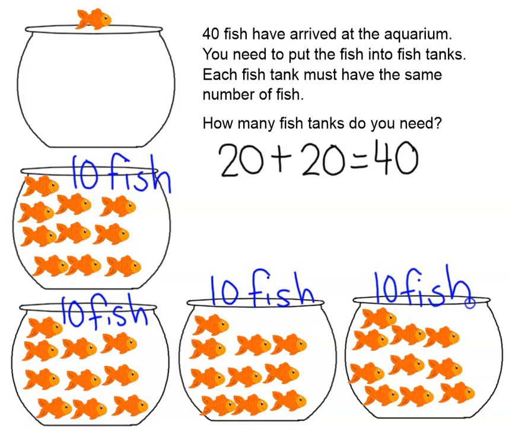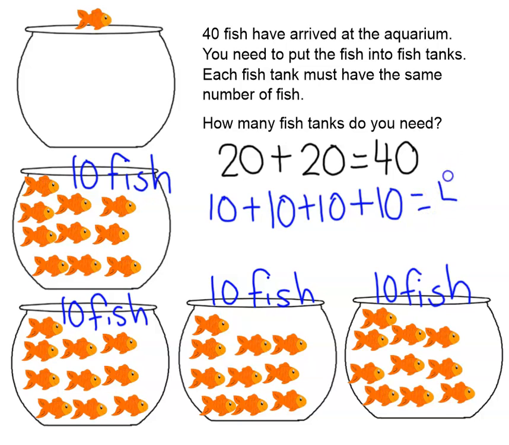So let's go back and look at our problem to make sure we're answering it. We had 40 fish had arrived at the aquarium. You need to put the fish into fish tanks. Each fish tank must have the same number of fish. How many fish tanks do you need? So let's write our equation. So we know we have 10 plus 10 plus 10 plus 10 equals 40. Yes, that works. It's the same number.